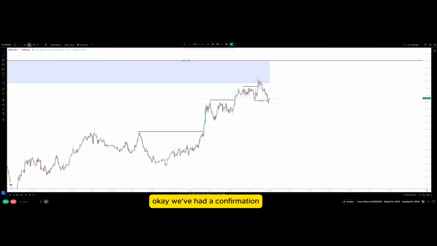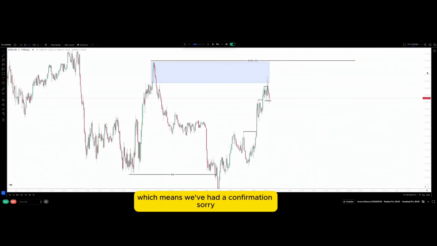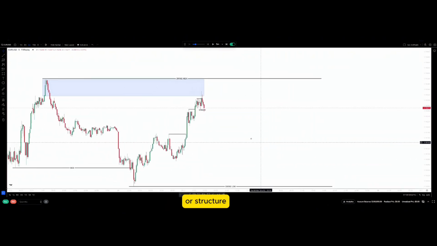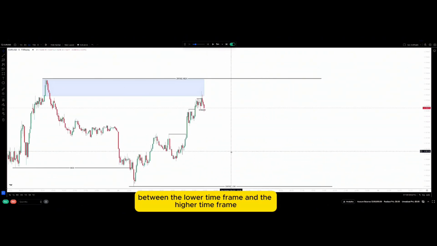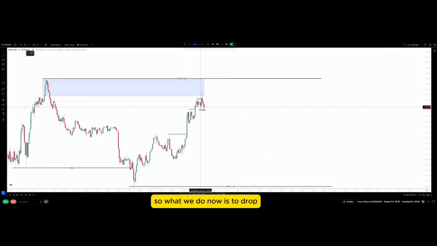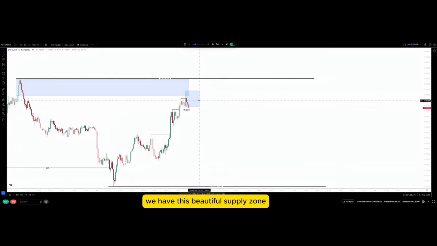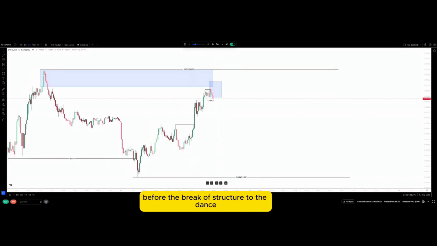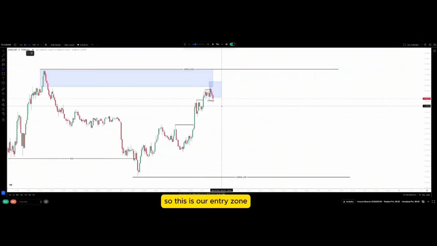Okay, we've had a confirmation, which means we've had an alignment of structure between the lower time frame and the higher time frame. So what we'll do now is to drop down to the 5 minute time frame and get into an entry, right? So as you can see here, we have this beautiful supply zone, the last bullish candle before the break of structure to the downside or before the change of character. So this is our entry zone.